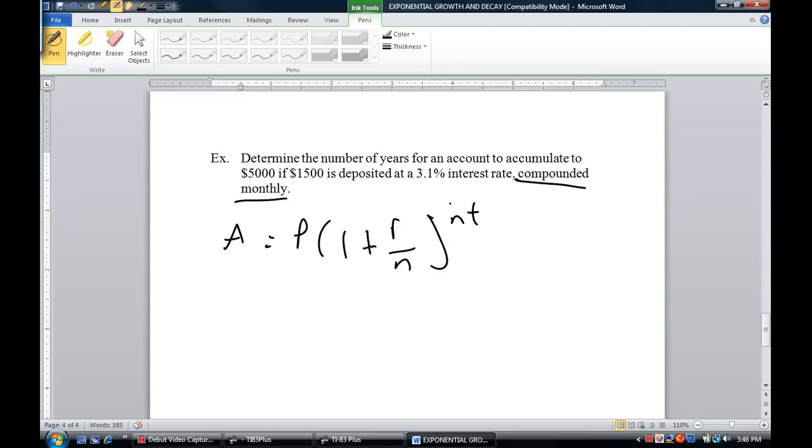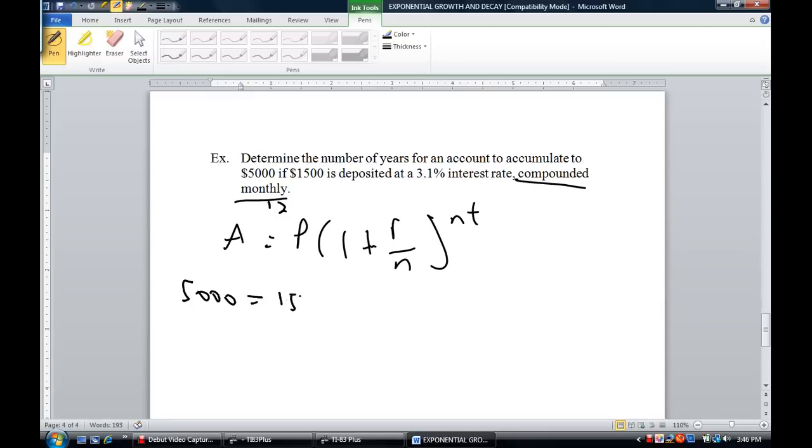And I have everything I need. Compound it monthly. That monthly means that's 12 times in a year. So this problem is a little different than other problems you may have seen in other videos that you may have watched of mine. This time the A is given. It's $5,000. That's the total amount.